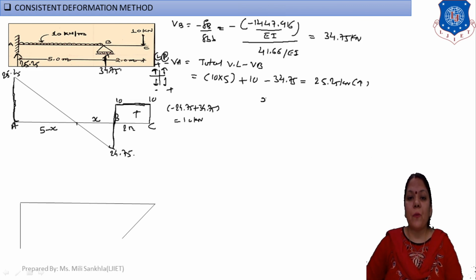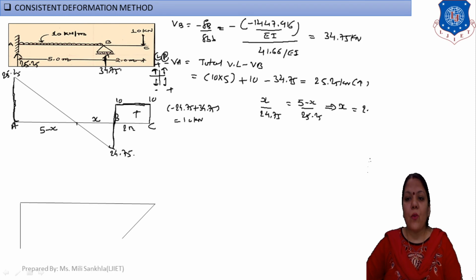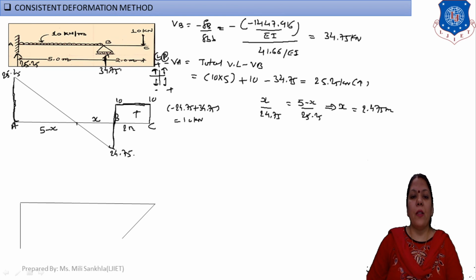Simply take a ratio, x by 24.75 and 5 minus x by 25.25. After solving, I get the value of x equal to 2.475 meter. Now here we find the bending moment calculation. Make a heading, bending moment calculation.